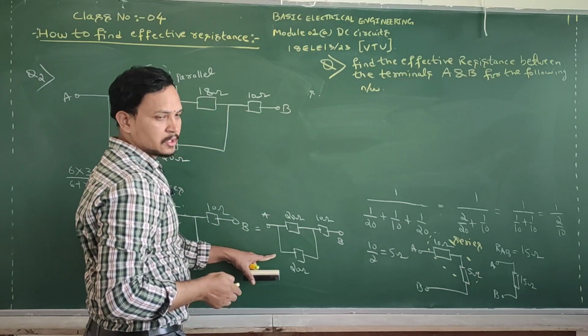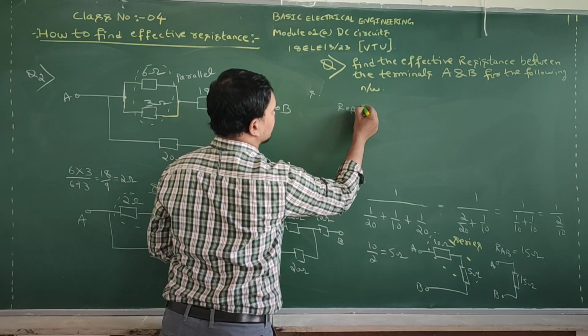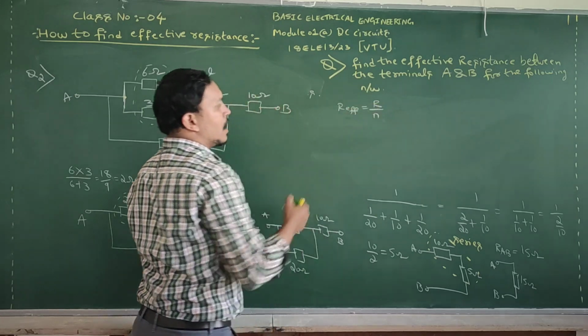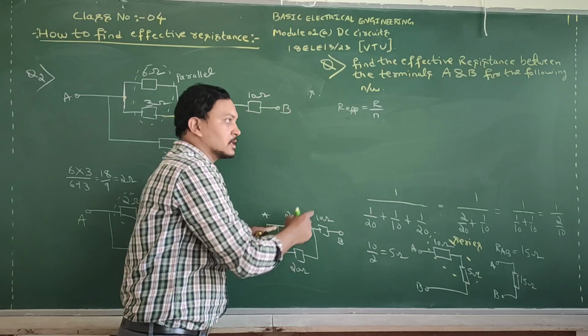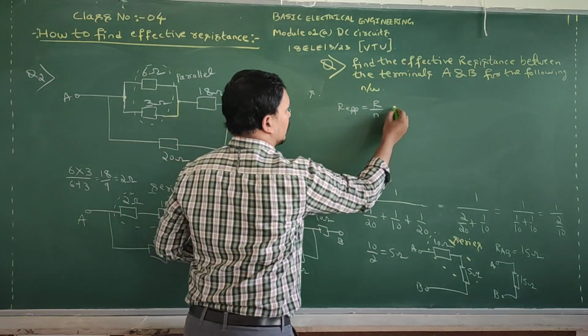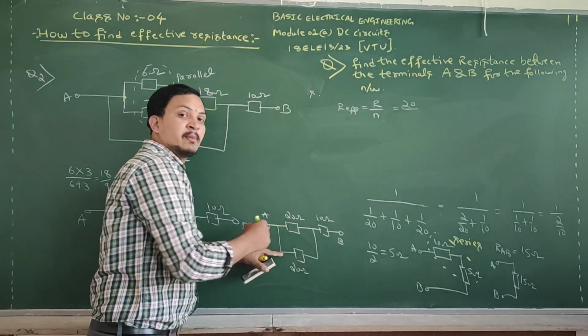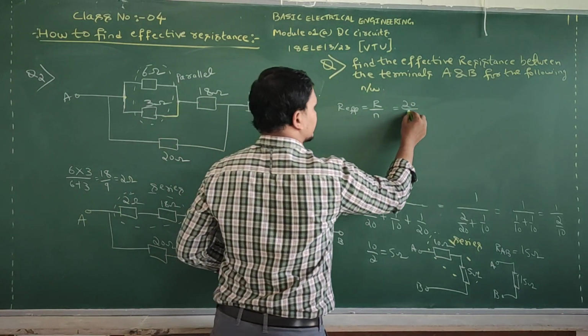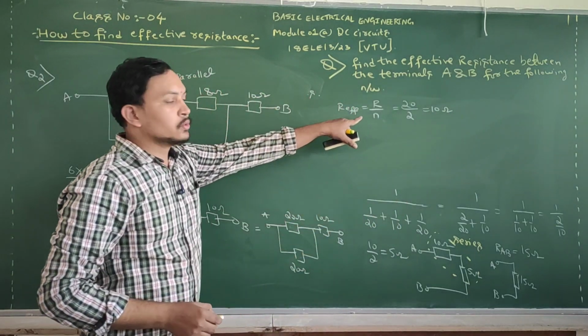See, identical elements are connected in parallel. So, what is the formula for identical elements connected in parallel? R effective is R by N. Only for this circuit, only for these two elements, I am applying this formula. What is the identical resistance? 20. How many elements are identical? 2 elements. 20 by 2, 10 ohms. Like this we can find.